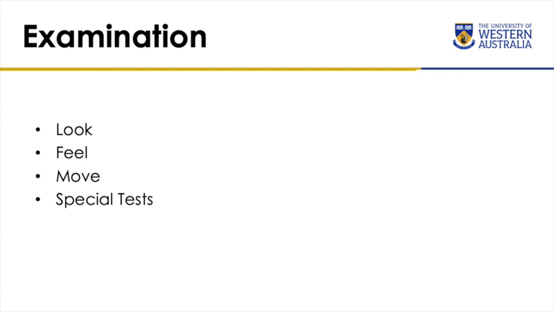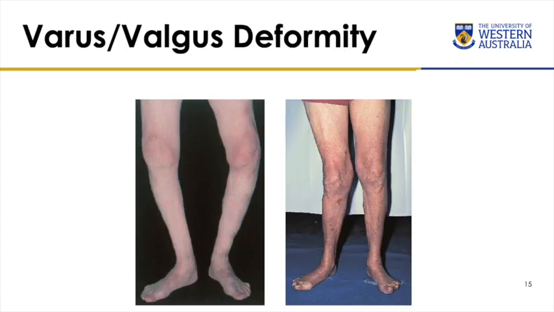I won't go into too much detail about examination, as this is covered in your clinical skills teaching. But again, the simple look, feel, move and special tests of the orthopaedic examination: observation, active and passive range of motion, resisted muscle testing, and then palpation and special tests. Patient should be observed standing as well as lying down. Here you can see typical varus and valgus deformity.